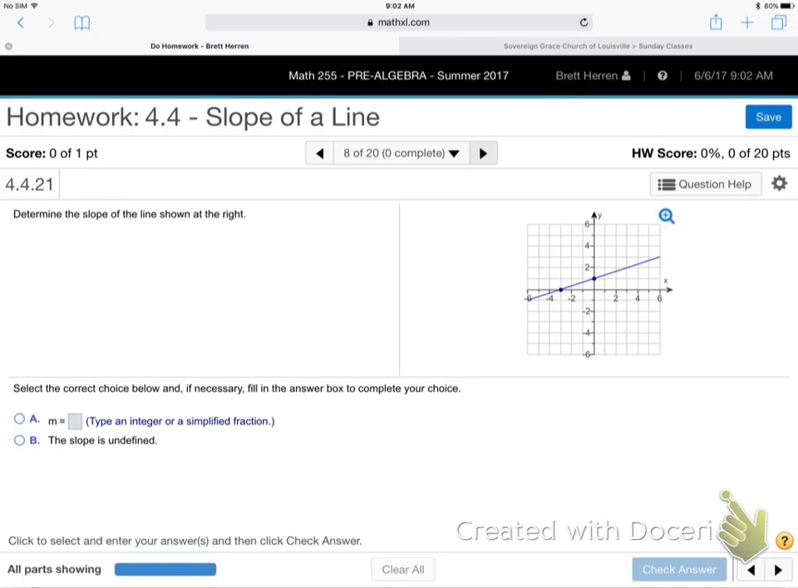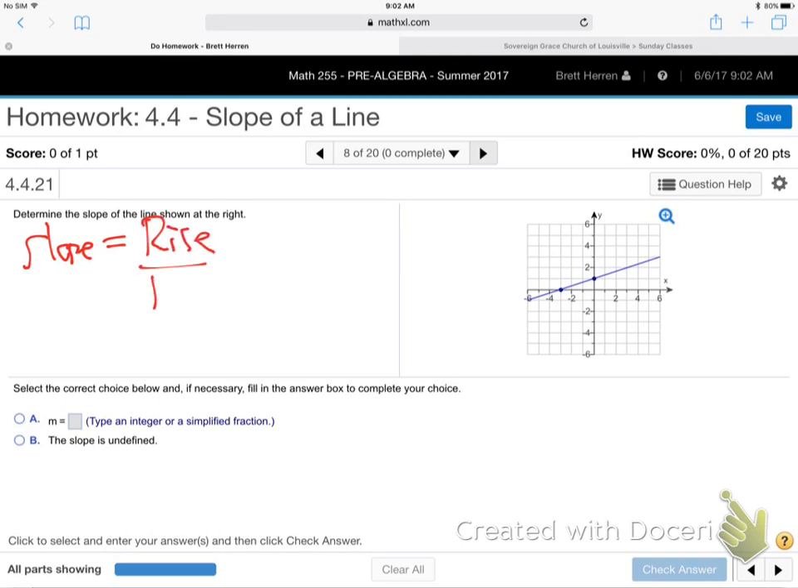All right. Determine the slope of the line shown at the right. Can you find the slope of that line? So now they're just giving us a couple of dots on the graph. They're not actually giving me any coordinates. So let me let you try, rather than me jumping in and doing something.